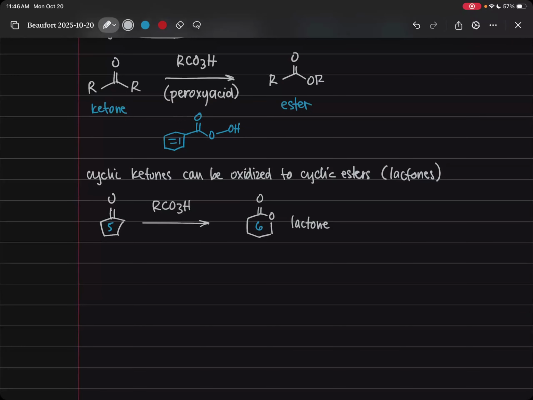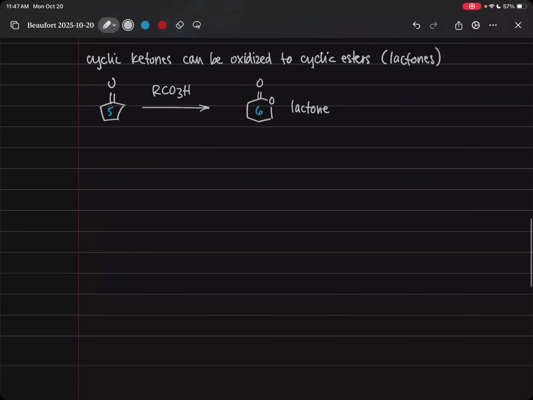Now, who said that R and R are the same thing? What if the two are different? How do you pick which R group to put the ester oxygen on? So for asymmetrical ketones, the oxidation is regioselective.